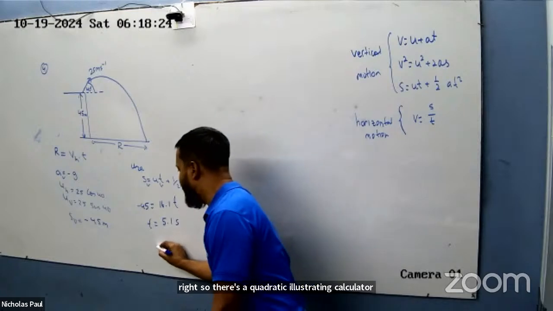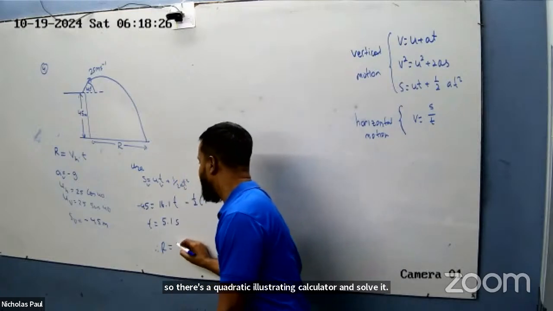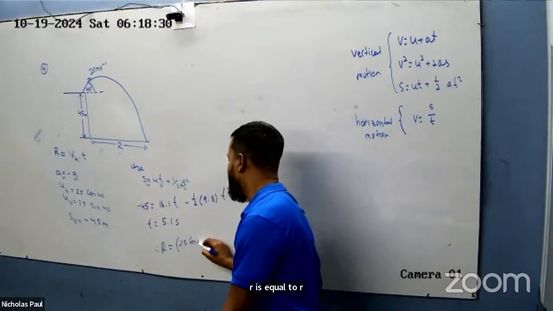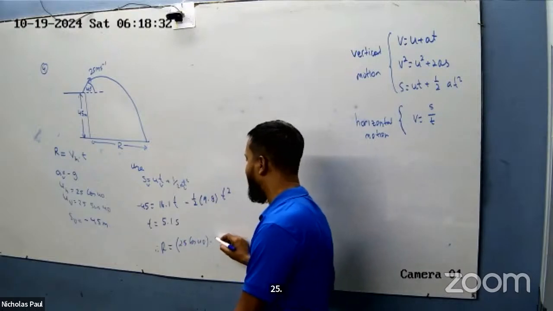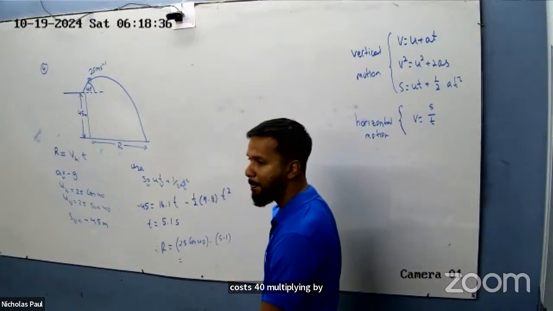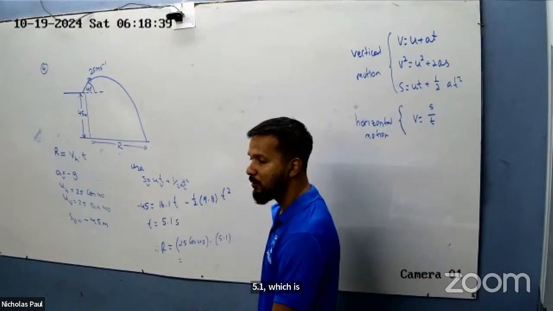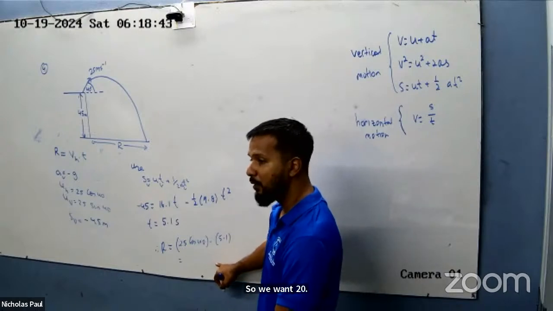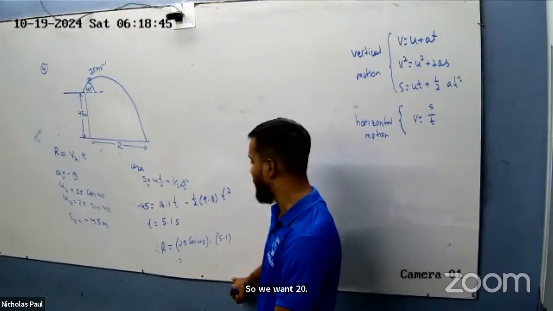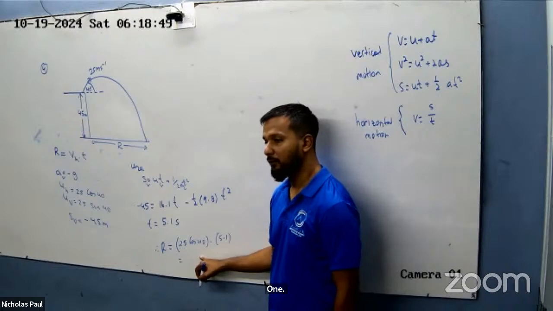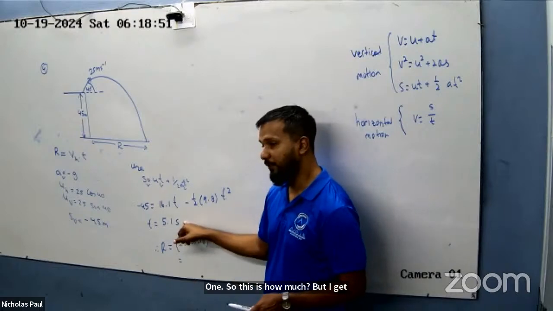And now we can find R. R is equal to 25 cos 40 multiplied by 5.1, which I get 97.67, but your answer was 120. So this is how much? But I get 97.67. And how much did you get here?